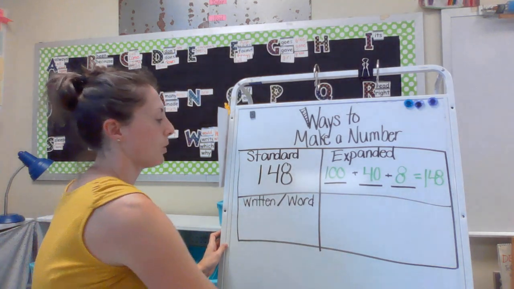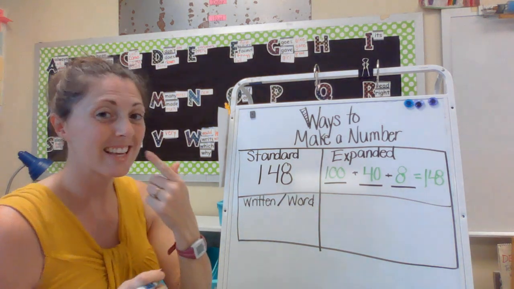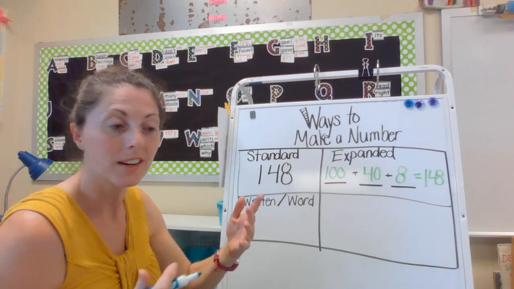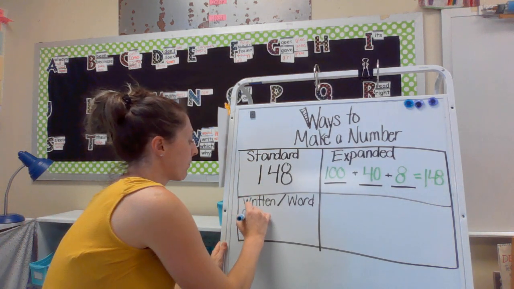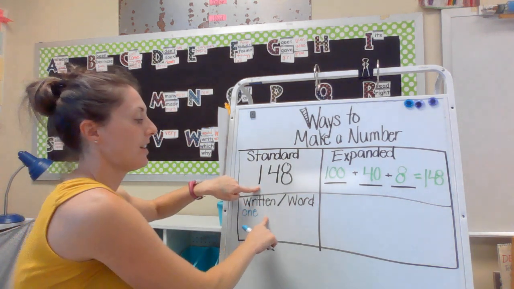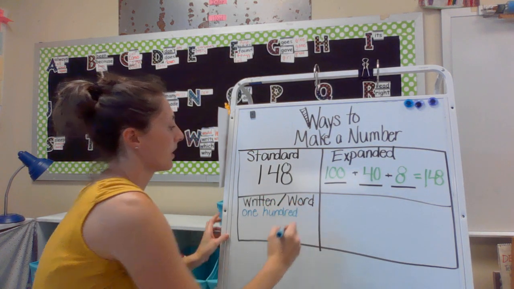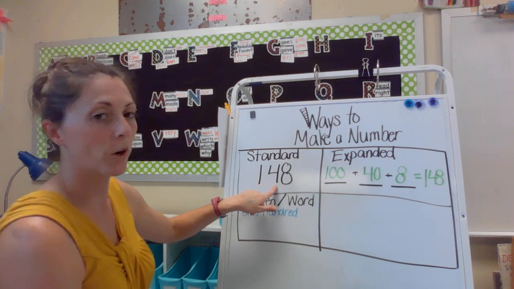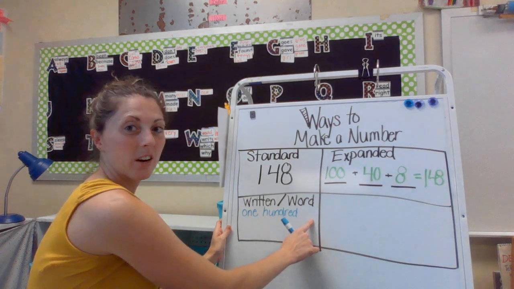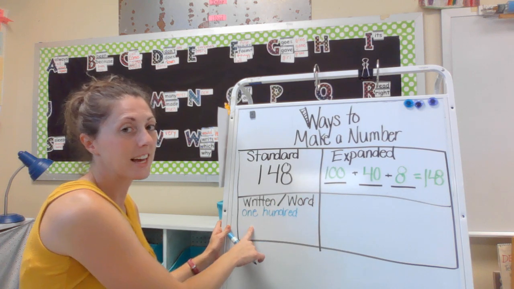And when I write the word 148, I think about the different words that I say with my mouth. One. Let me write the word one. 100, 140. So I need to write 40. I don't have space right here. If you have space, you could keep writing it, but I don't, so I'm going down to the next line.